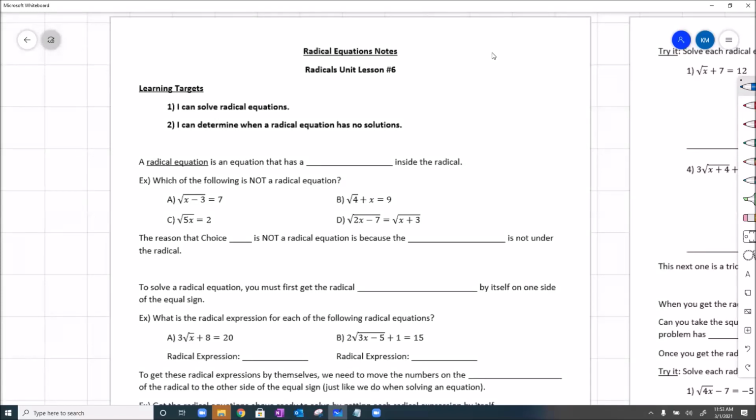Today we're looking at radical equations notes. At the end of this video, you should be able to solve radical equations. You should be able to determine when a radical equation has no solution.